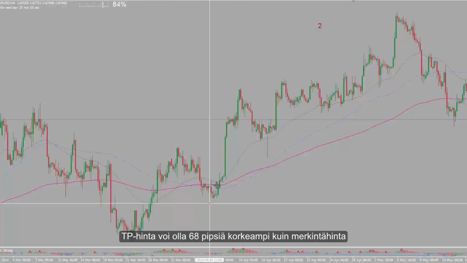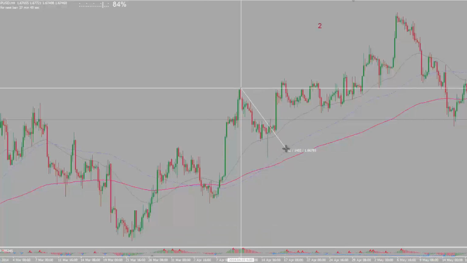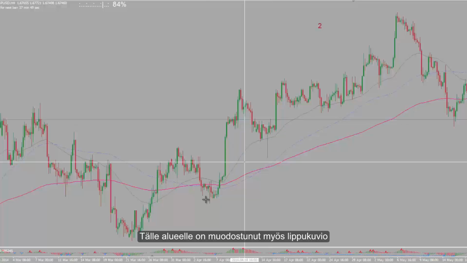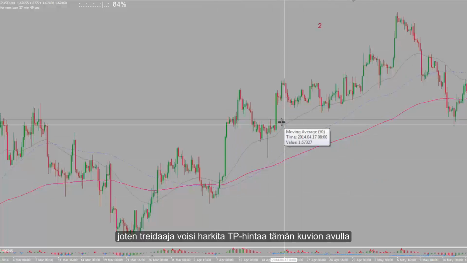TP price can be 68 pips higher than the entry price. A flag pattern has formed in this region too. Thus, a trader could consider TP price by this pattern.